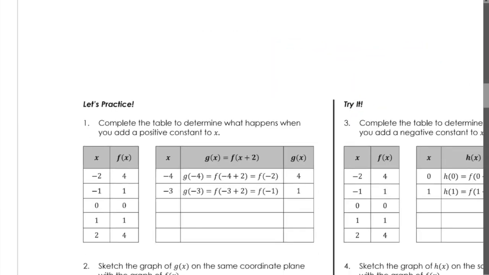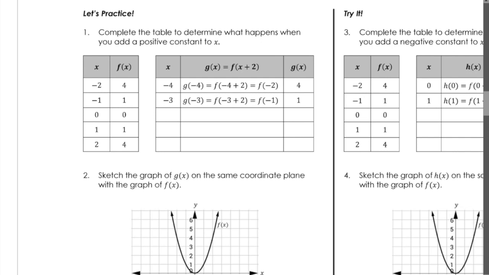Okay, let's practice problem 1. Complete the table to determine what happens when you add a positive constant to x. Remember, this is the box from the previous equation. This is asking what would happen if we change that and add 2 to it. So if I plug -4 in here, -4 plus 2 is -2. So you need to look here: which one of these is -2? The answer was 4.